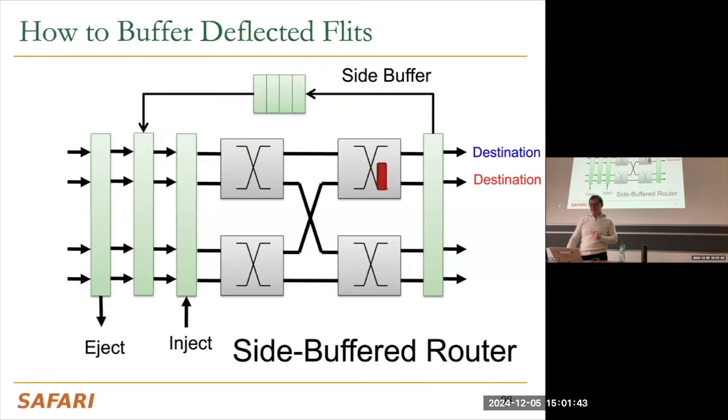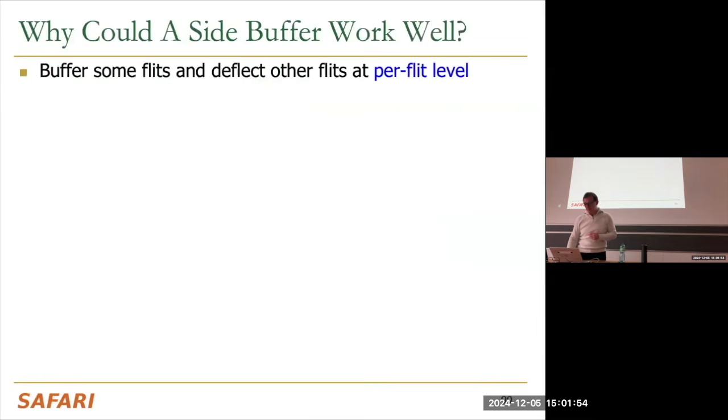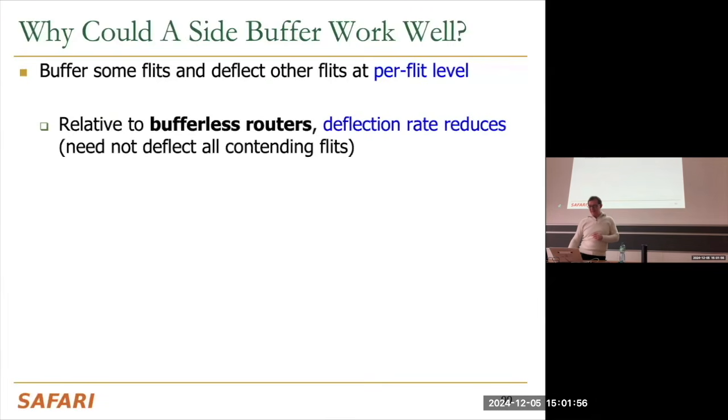Okay, so hopefully it won't get deflected the next time. But you can only hope. You can guarantee, if it becomes golden, that it's not going to be deflected, of course, right? Okay, so I think essentially, relative to bufferless routers, you reduce the deflection rate.